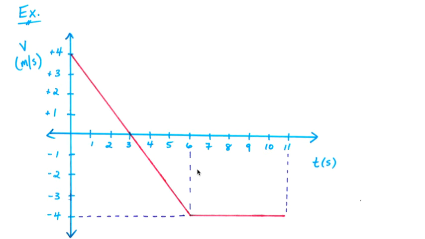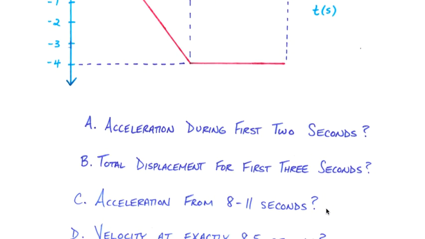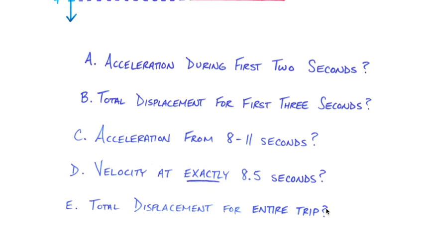All right, lastly, I have an example here. So I'm just going to leave this up. I'll show you what I'd like you to find in a second, and then you can kind of jump back and forth to figure this out. But you are given a velocity time graph of an object that moves for a total of 11 seconds. Based on this graph, there's 5 things I'd like you to find. The first being the acceleration during the first 2 seconds. The second being the total displacement for the first 3 seconds. Then the acceleration from 8 to 11 seconds. What's the velocity at exactly 8.5 seconds into the motion? And then the total displacement for the entire trip.